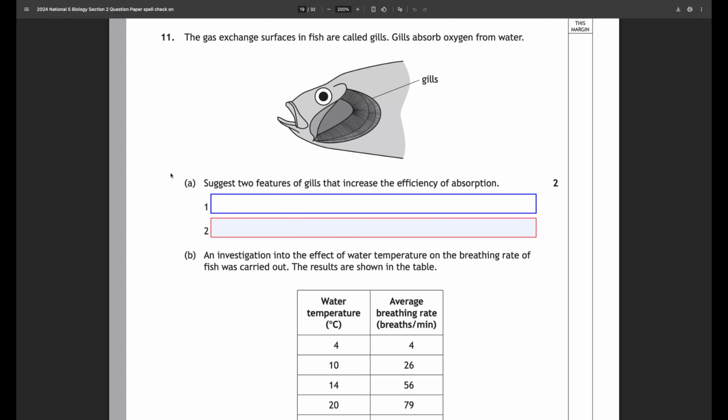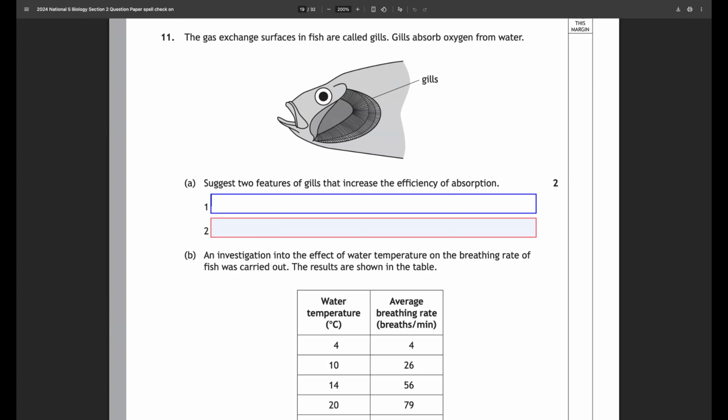Now, this is where my students often go, Mr. White, we've never learned about fish and we've never learned about gills. How can I answer this question? Well, the solution is to apply the same knowledge that you used in other similar situations like the alveoli in the human lungs or the villi in the small intestine.